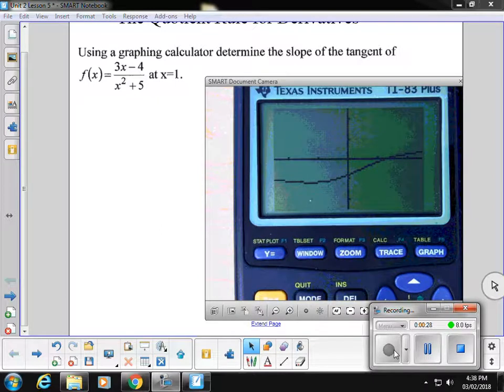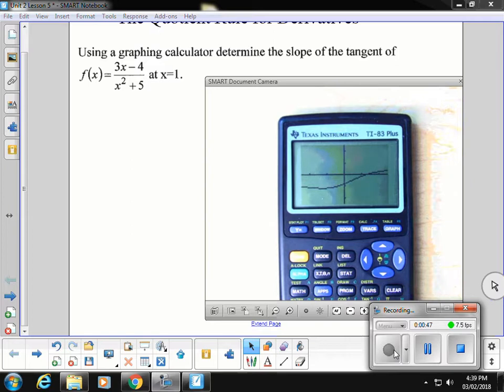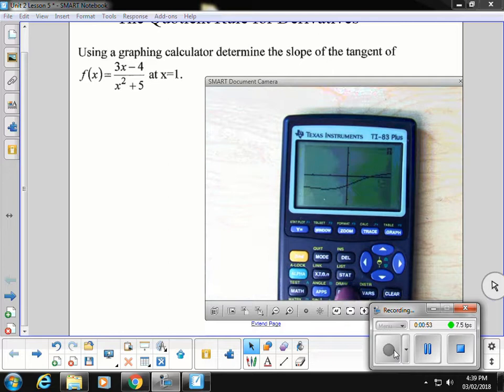So if we have this rational expression, 3x minus 4 over x squared plus 5, I've zoomed in on the graph of that thing, and we want to find the slope of the tangent at x equals 1. I can get the graphing calculator to do that for me. If you look for the button Draw, it is up above Program. If I do Second Function Program, and I ask it to draw something, it will draw, number 5, the tangent.